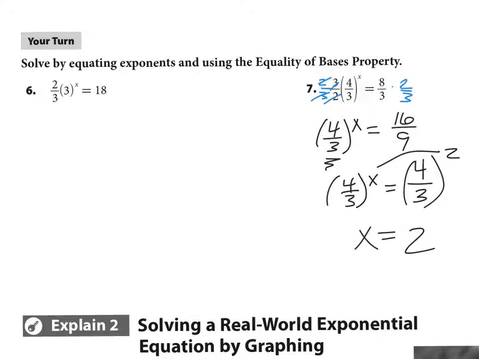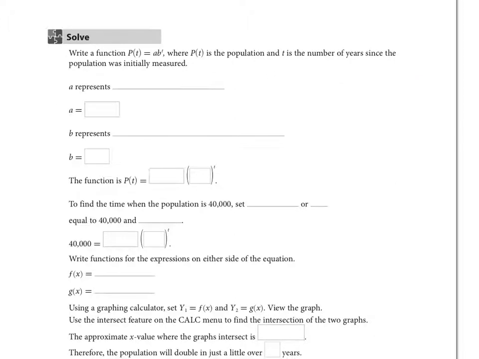So that's how we do it algebraically. But again, we have alternative methods. Use the calculator table, which is good if the answer is an integer, or use the graphing method and find their intersection. Okay, let's continue on.